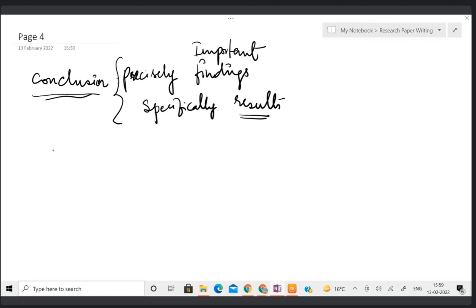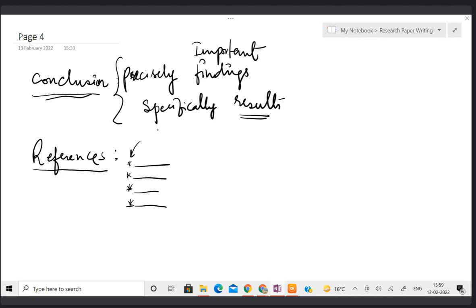Then finally, the last part of a research paper is the references. The existing works need to be highlighted, and you have to mention them, and these works need to be cited in the introduction part, or even in the methodology part of the paper if the requirement is there.